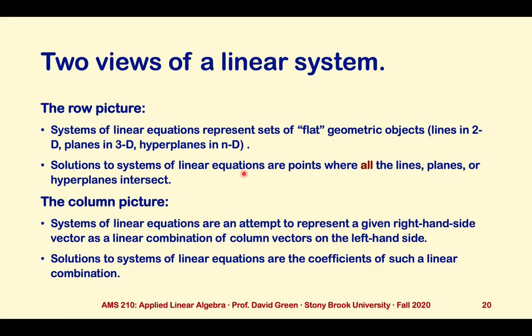The lack of a solution in the row picture means there is no single point. There is no point where all of the lines or planes intersect simultaneously. In the column picture, the absence of a solution means you cannot write the right-hand side. You cannot express the right-hand side as a linear combination of the column vectors of the coefficient matrix. The right-hand side does not lie in the same plane, or the equivalent in higher dimensions, of those columns.